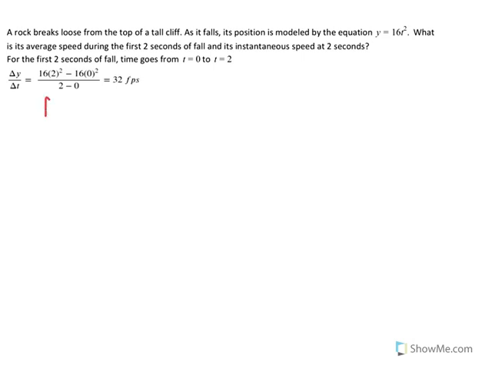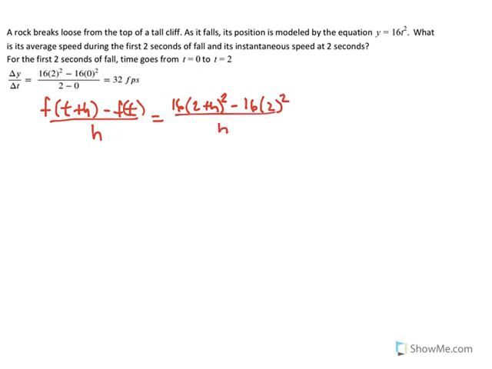So we want to go with our equation f of t plus h minus f of t divided by h. And our function is 16t squared, so that f of t plus h, we're looking at 16 times 2 plus h squared minus 16 times 2 squared divided by h.